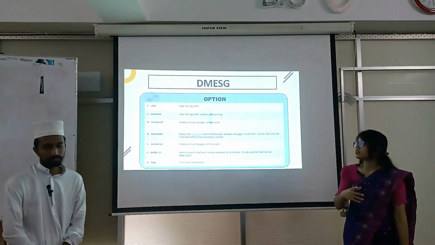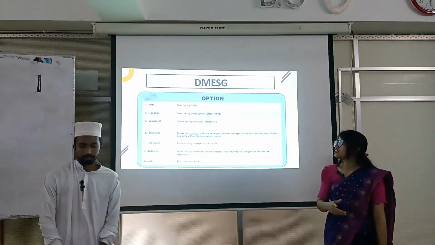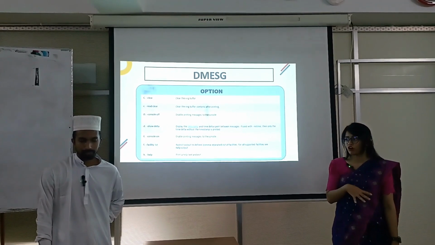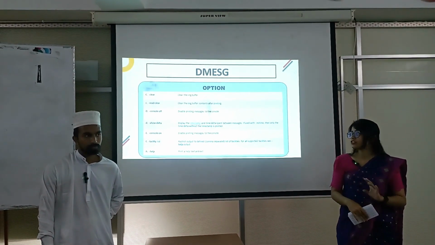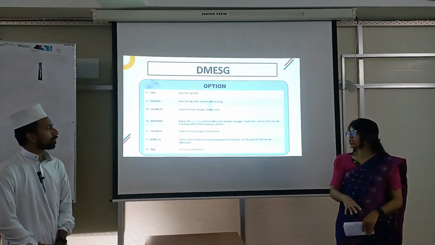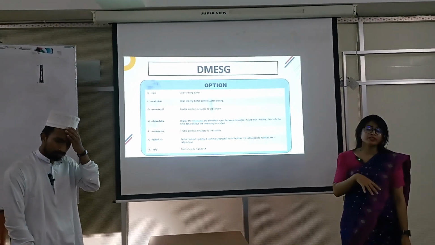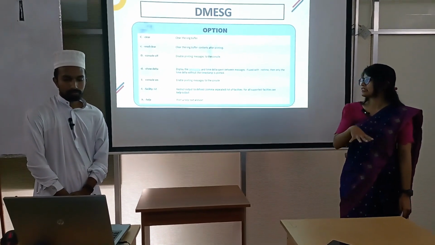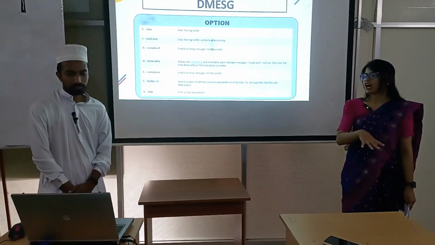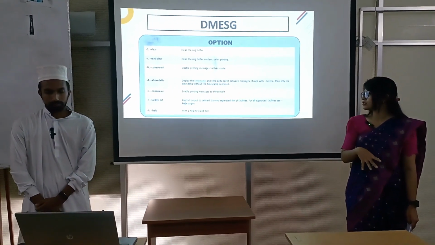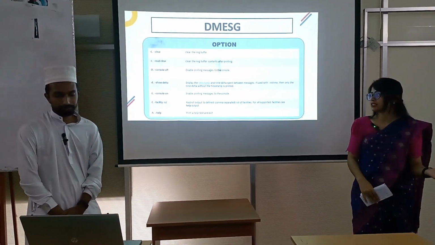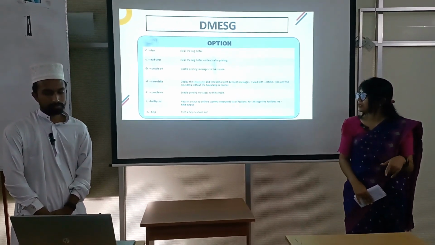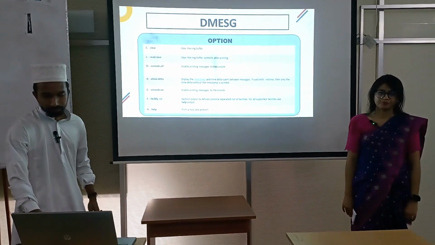The -C option clears the ring buffer. The -c option reads and then clears the ring buffer contents. The -D option, console off, disables printing messages to the console, and -E, console on, enables printing messages to the console. The -f option restricts output to a defined list of facilities. The -h option prints help text and exits.